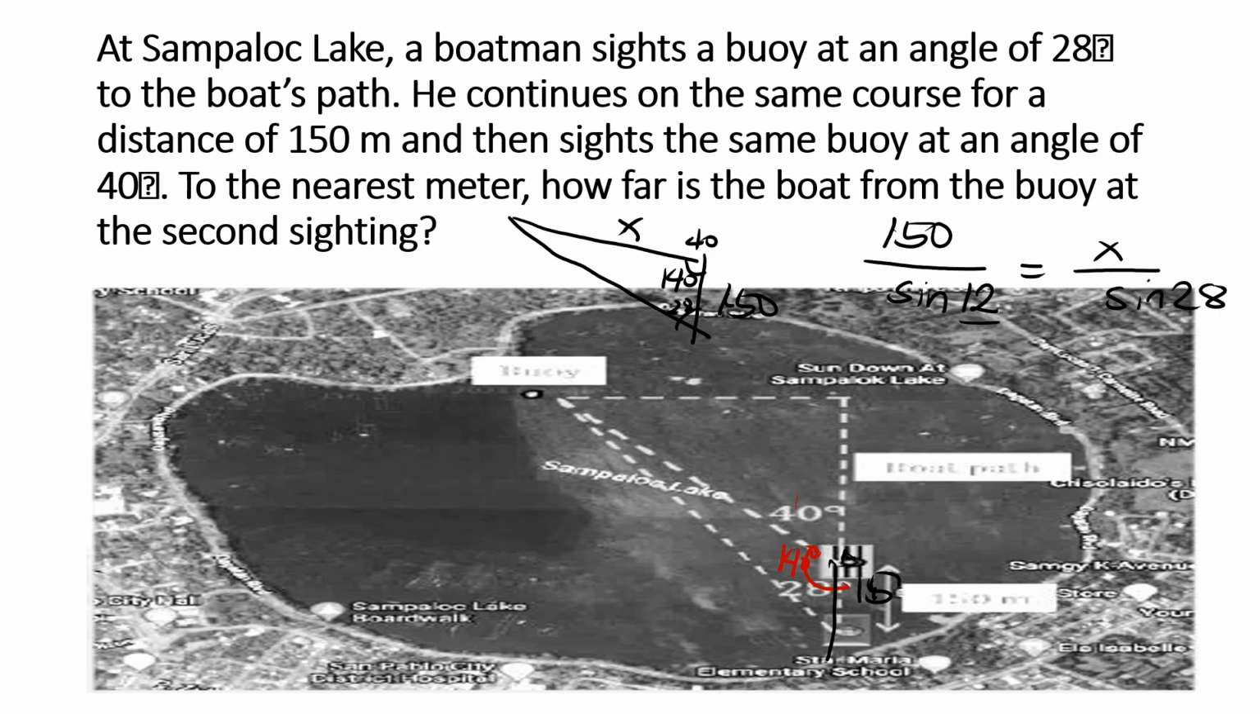Ma'am, saan galing po yung 12? Ito po yung 12. Bakit naging 12? Kasi 180 minus 140 minus 28, that's 12. Then, by using law of sine, 150 over sine 12 is equal to x, which is the unknown, over sine 28.